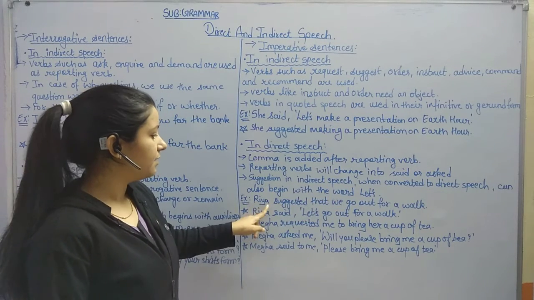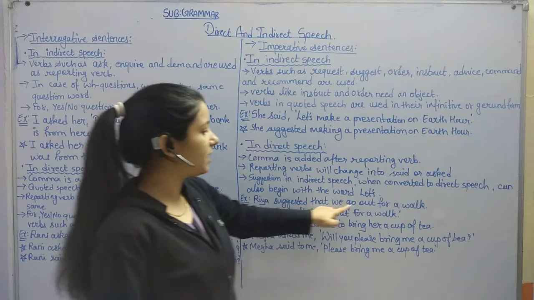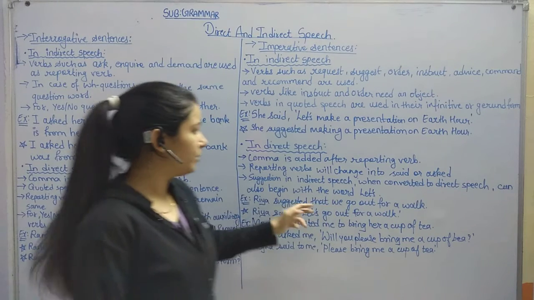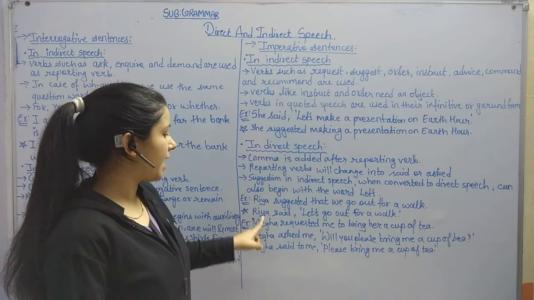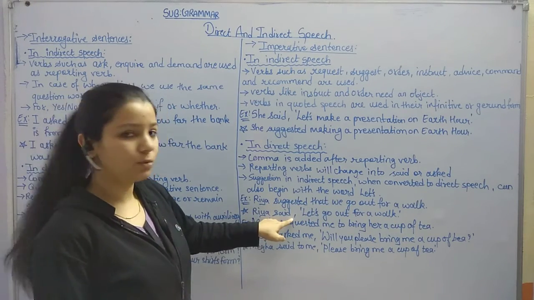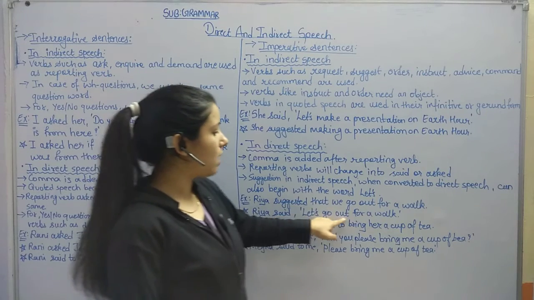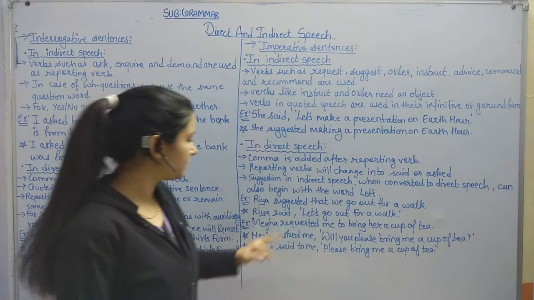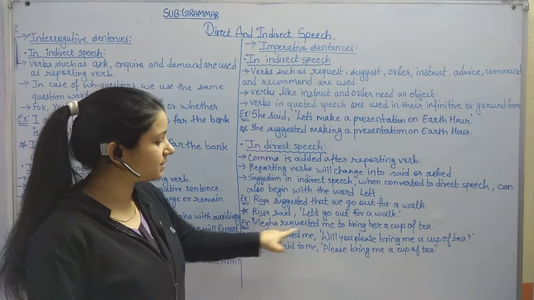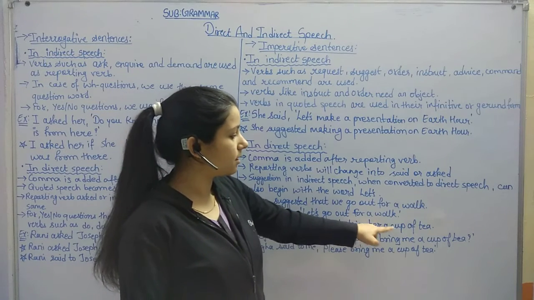For example, Ria suggested that we go out for a walk. Now while writing into direct speech, we will write Ria said, comma, inverted comma, let's go out for a walk. Next example is Megha requested me to bring her a cup of tea.